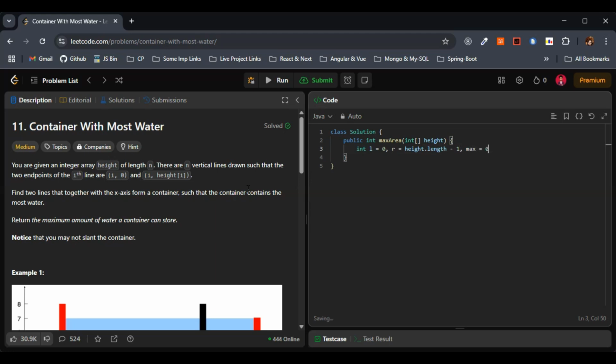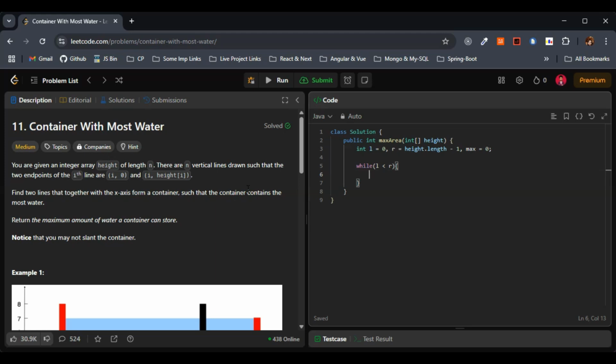So I'll just keep here max equals 0, initialize this one with 0. This is fine. The second step is we have to continue until left and right pointers meet. Basically we have discussed this one in the approach. So I'll just make use of the while loop, while L less than R. We have to continue until the left pointer is less than the right one, right? So we have to continue until left and right pointers basically meet.